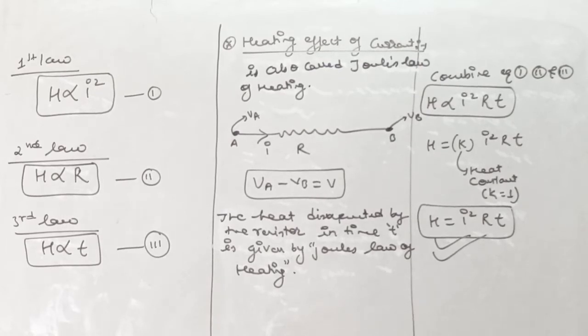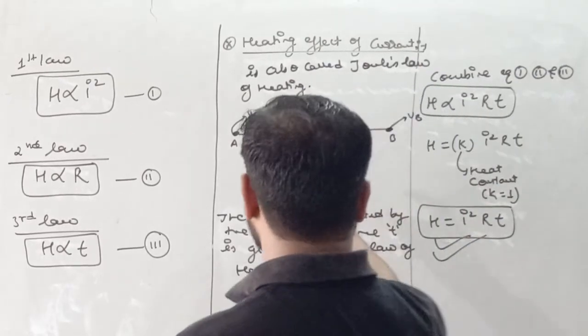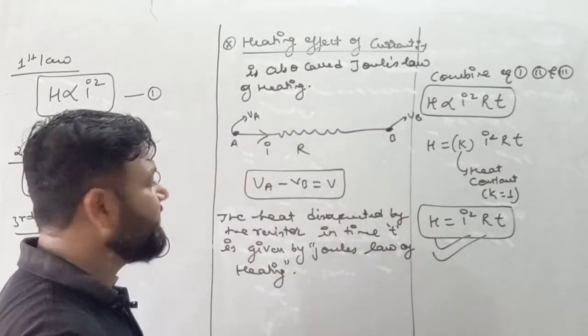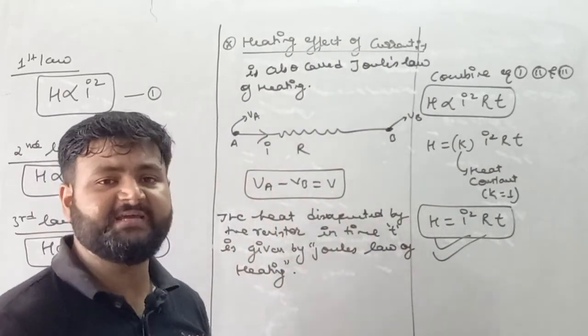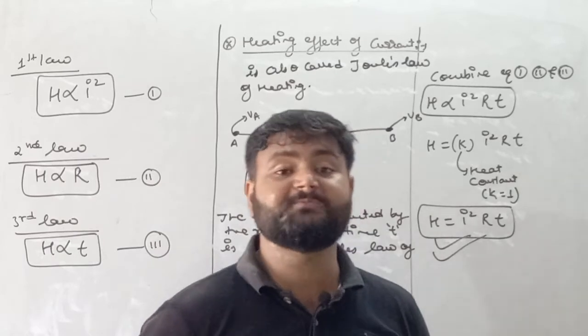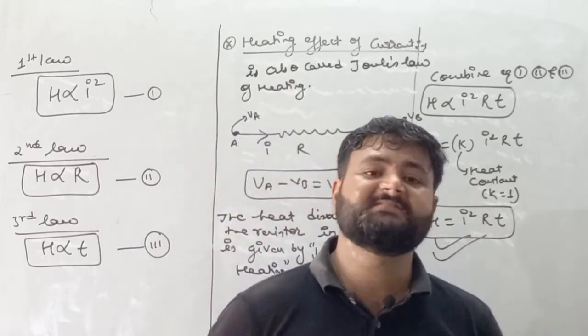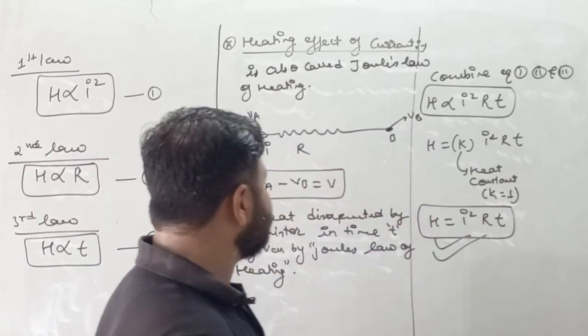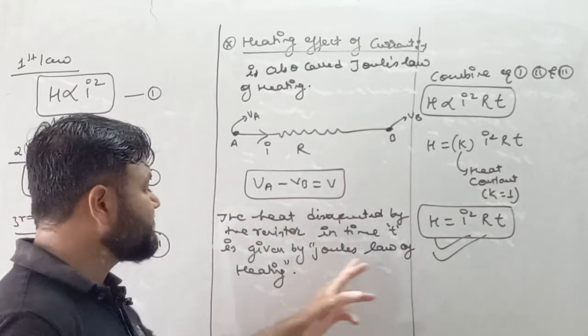Remember, if a resistor whose resistance is R, in which current I is flowing, and across it the potential is V, then the heat dissipated by the resistor is considered to be Joule's law of heating.